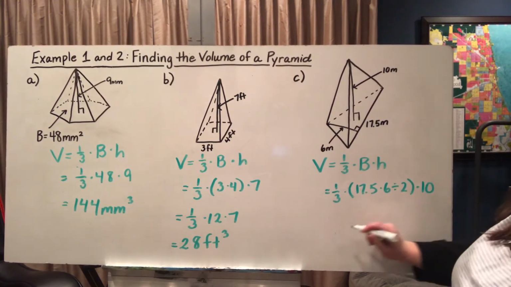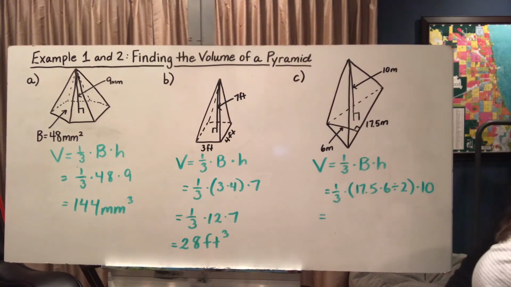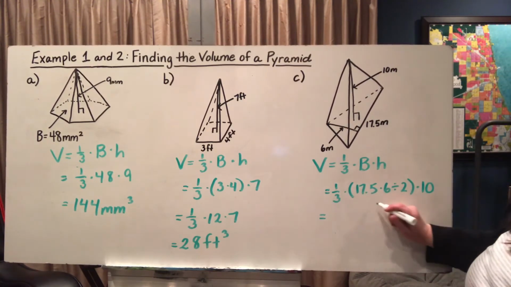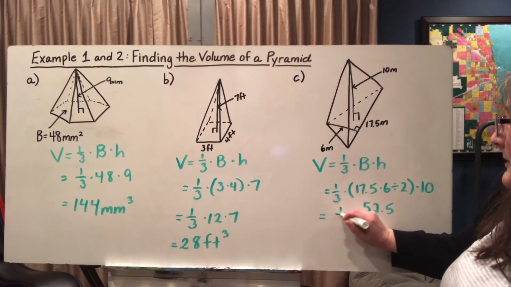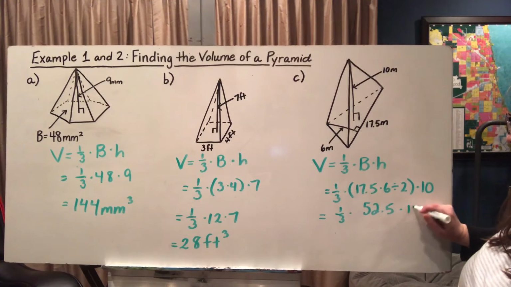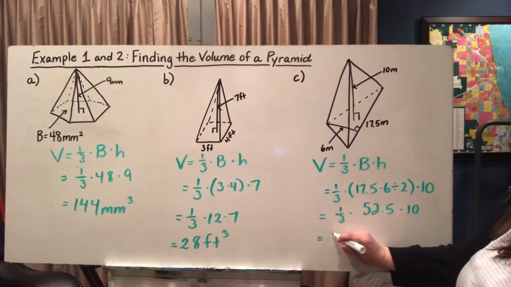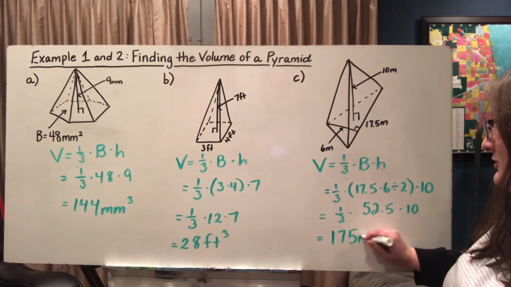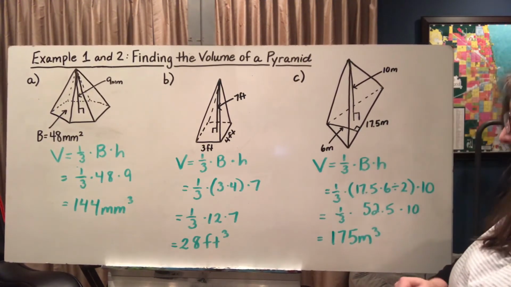So first I'm going to solve what's in parentheses here. So 17.5 times 6 divided by 2 is going to give me a total area of the base of 52.5. And I'm going to multiply that by 1/3 and by 10, which is going to give me a grand total of 175 meters cubed for the volume of this last triangular pyramid.